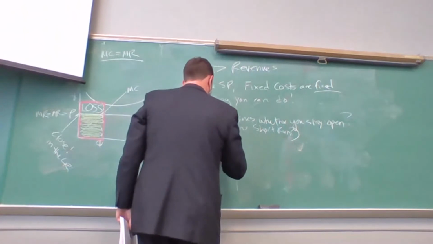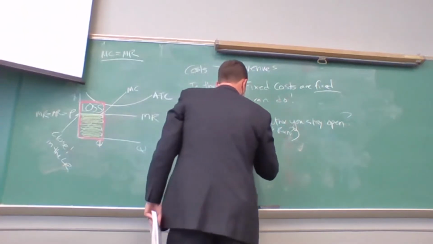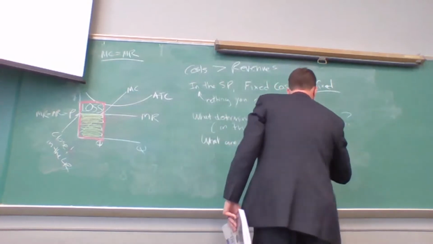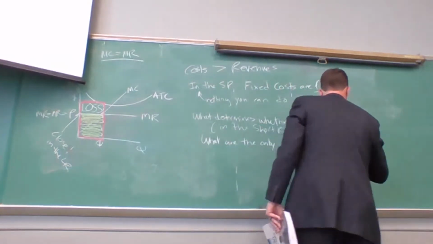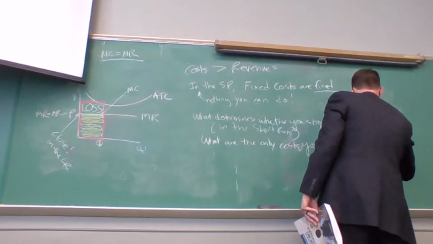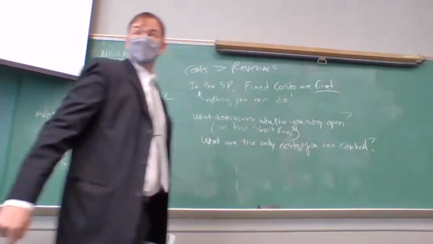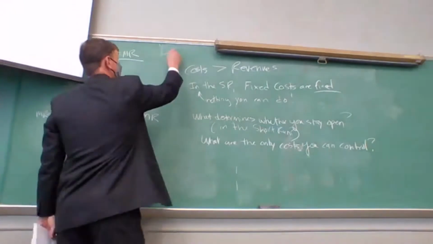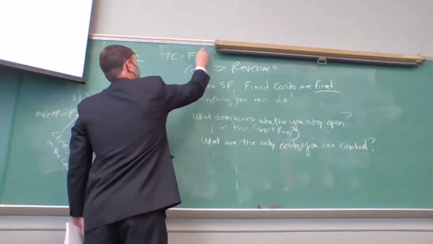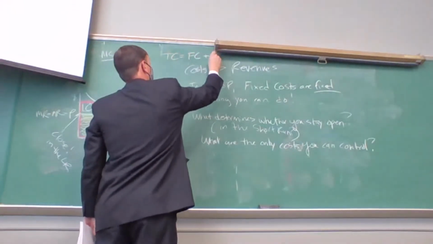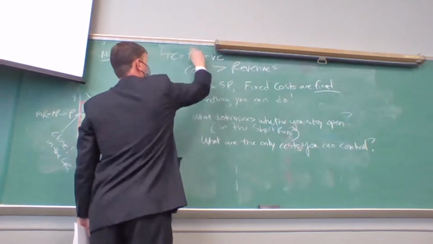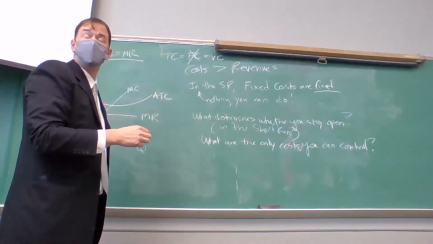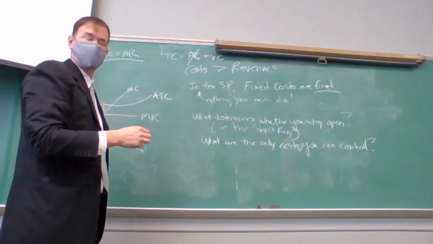So I'll ask another question. What are the only costs you can control? Total cost equal what? Plus? Nothing we can do here, yeah? In the short run. What about in the long run? Or excuse me, what about in the short run? What can we control?